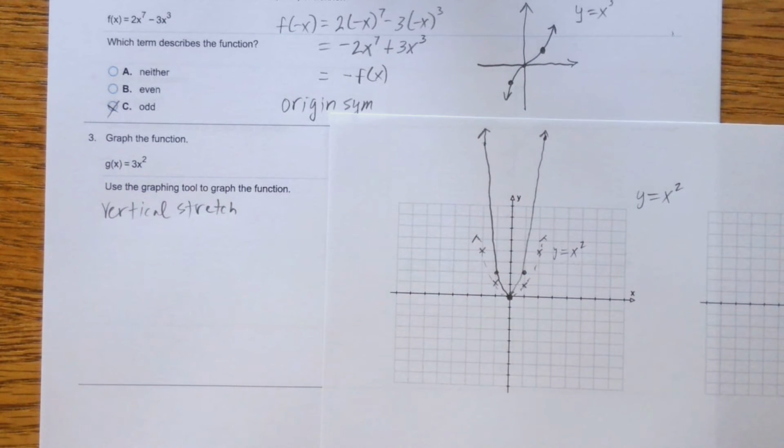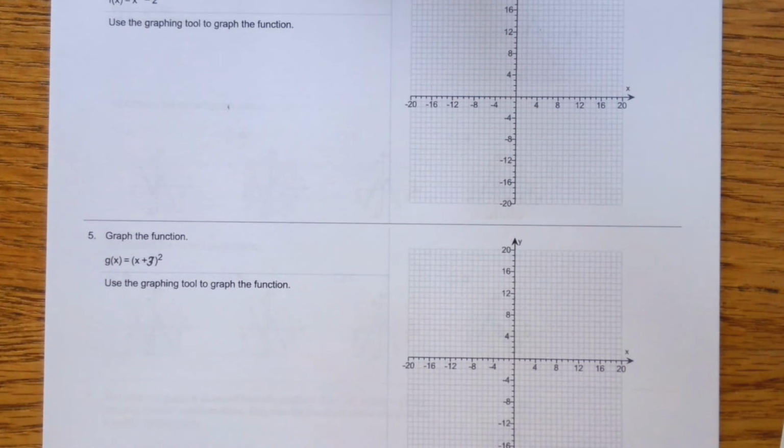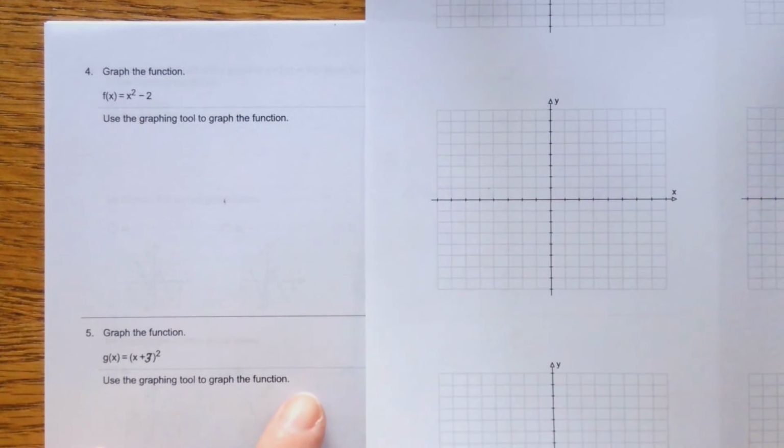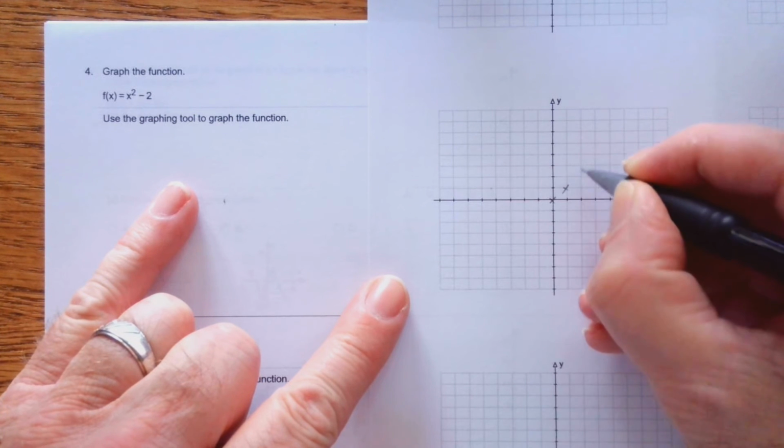Let's move on to number 4. So hopefully you know what this one looks like. Again, I'll use some different graph paper here. So again, we know x squared is here.